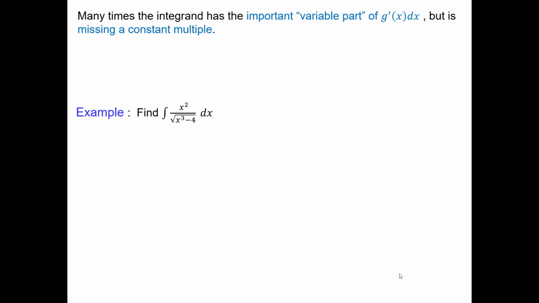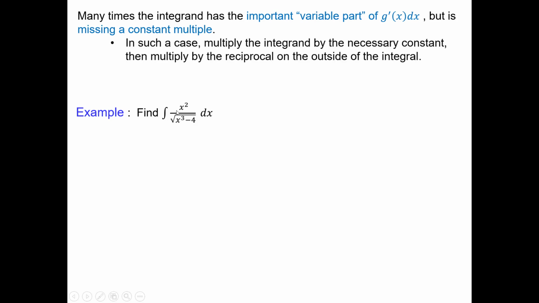Now, many times we're going to notice that the important variable part of g prime of x dx happens to be there, but it's missing a constant multiple. For instance, I could see that x cubed minus 4 is inside of a square root function. If I were to think about x cubed minus 4 as being my inside function, I would need to see 3x squared attached to the function. Unfortunately, I only see x squared.